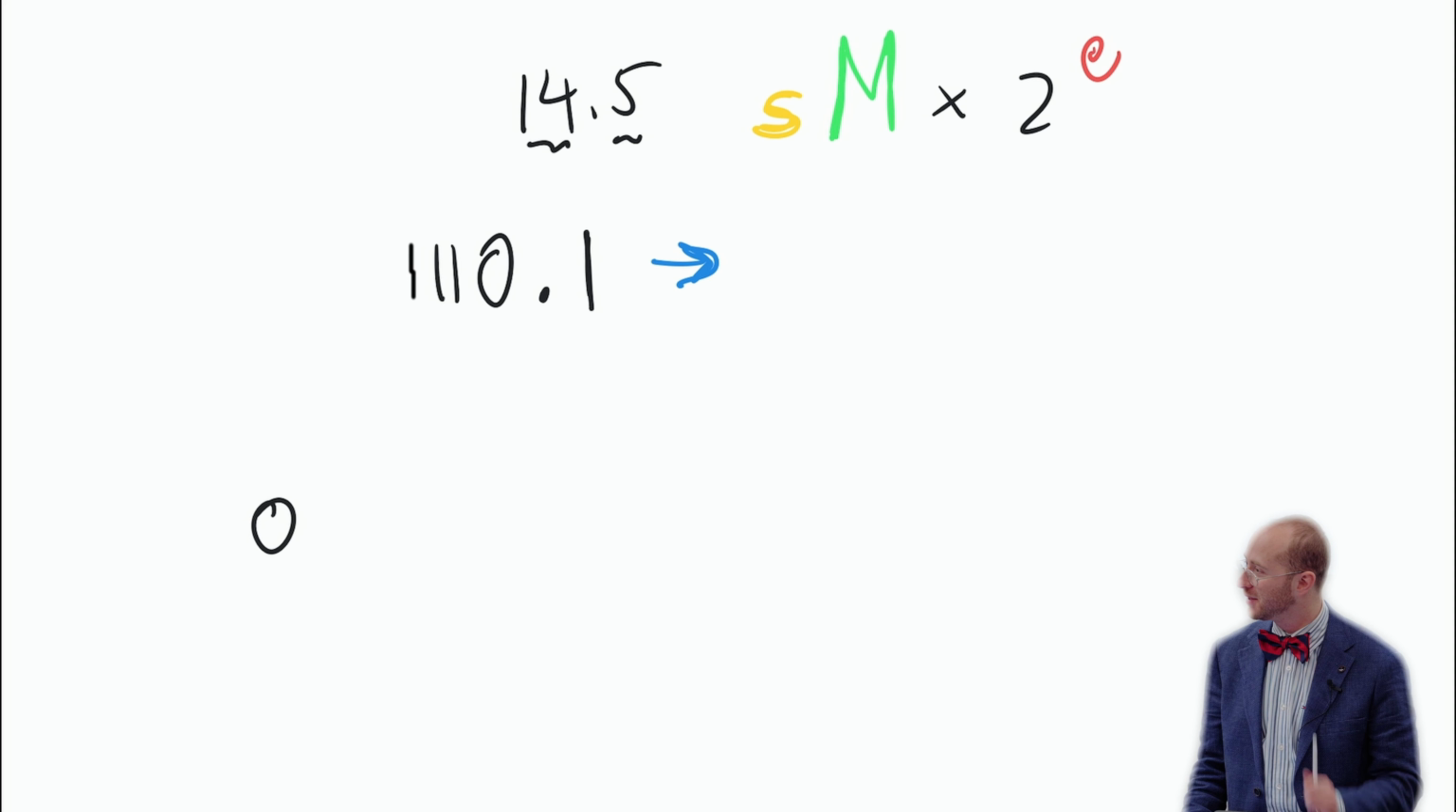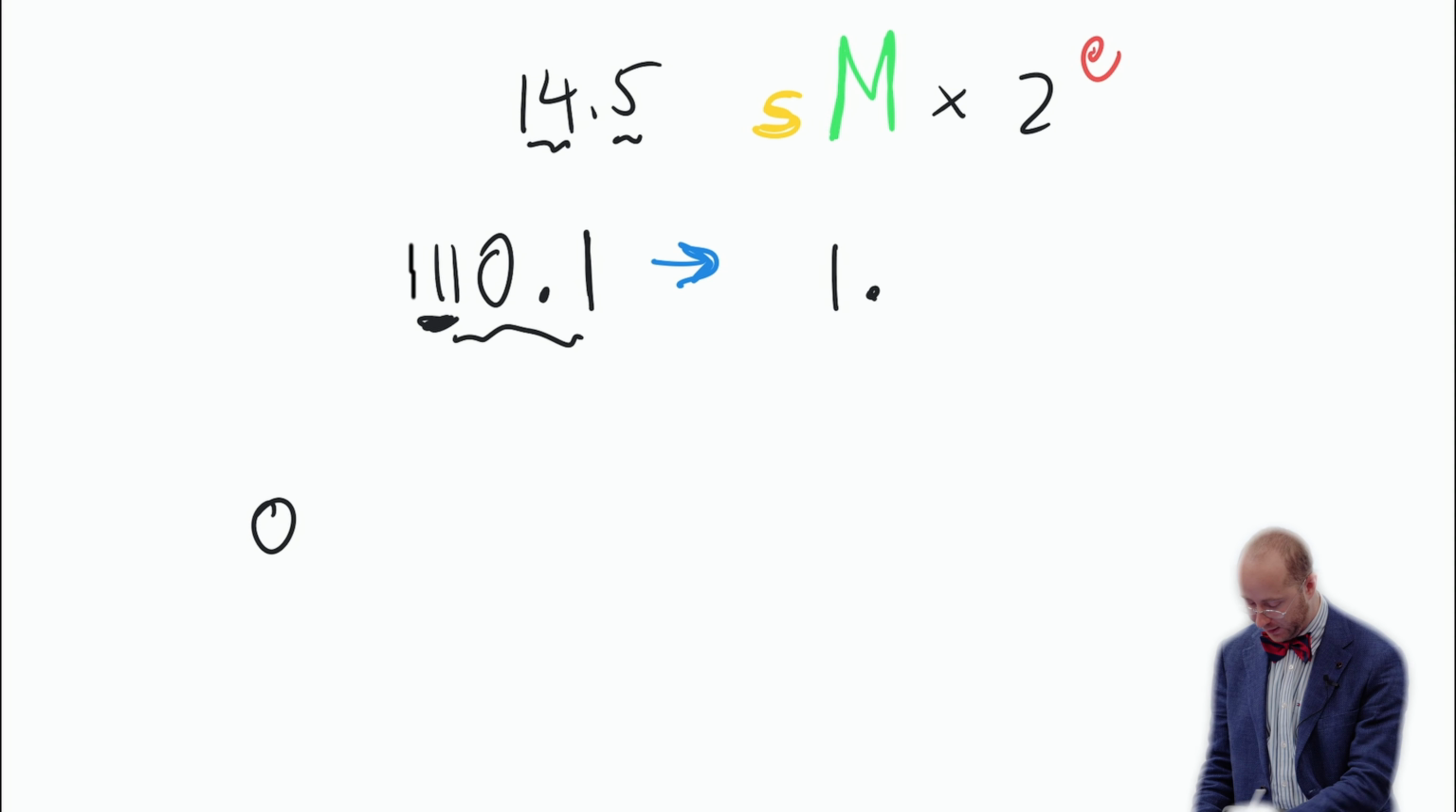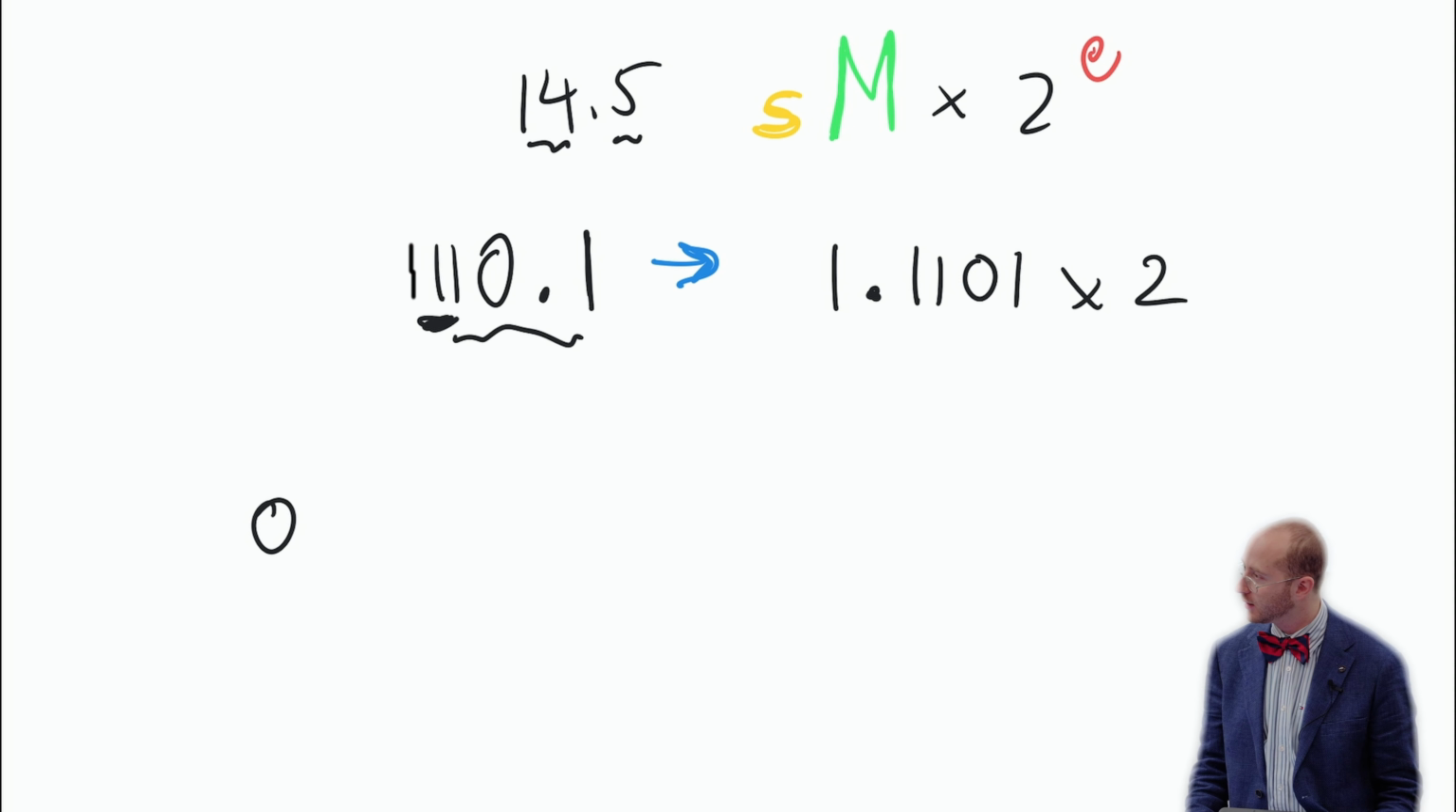Only one of the numbers can be before the decimal point. So what's the first number in this binary representation? It's a 1. So then I write my decimal point: 1.1101. And now I have to multiply this by 2 to the exponent. So what's my exponent going to be? How many decimal places have I shifted it? 3. Okay, so now we have our number written out in the right form.